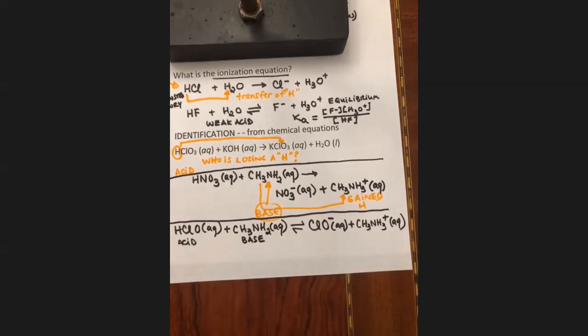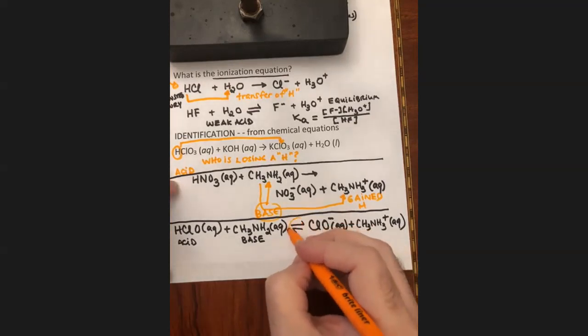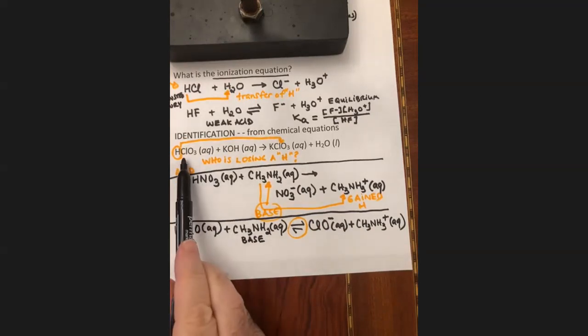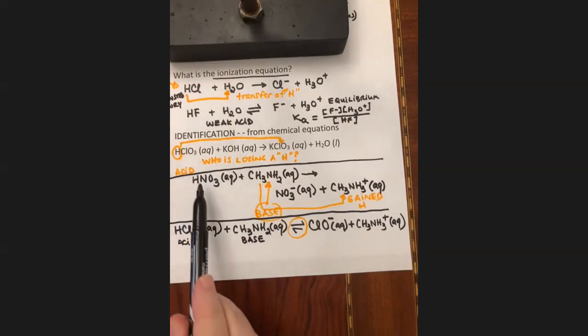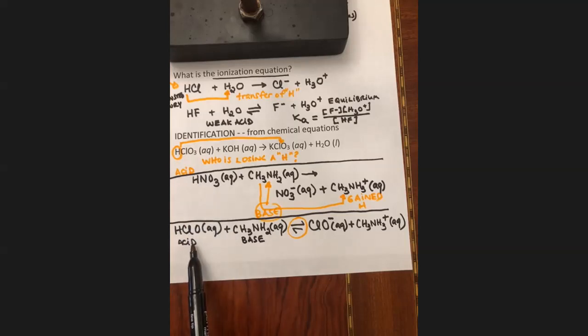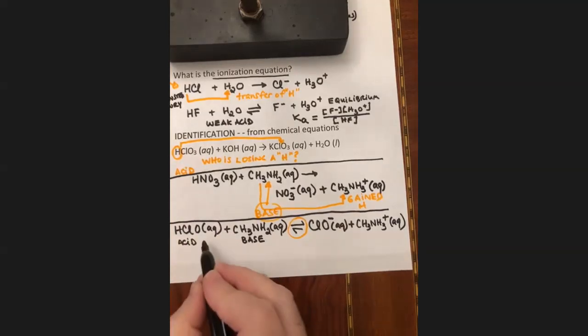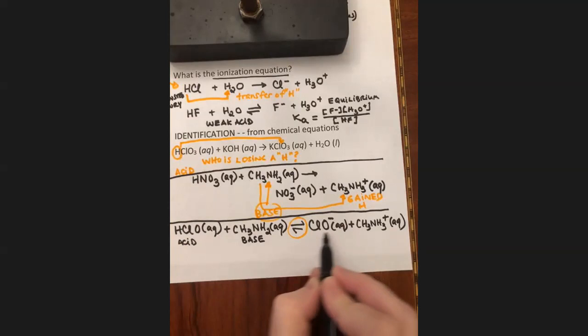Now, what's the difference here? This one is reversible. Why is that? Well, because unlike the first example that had chloric acid and the second one that had nitric acid, which you should have memorized, this guy is not a strong acid. HClO is hypochlorous acid, and therefore it is not a strong acid. So this reaction doesn't go to completion.